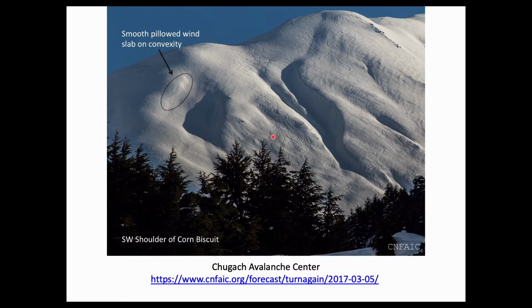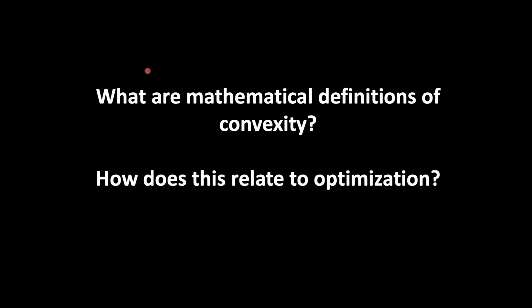Here's an image of a mountain range in Alaska that shows a section that's highlighted here where the wind has built up a deeper layer of snow on top of a convexity in the slope. And so this is an example of the type of feature that a skier or other backcountry users should avoid if they are venturing into avalanche terrain. We're going now to address these questions. What are the mathematical definitions of convexity? And how does this relate to optimization?